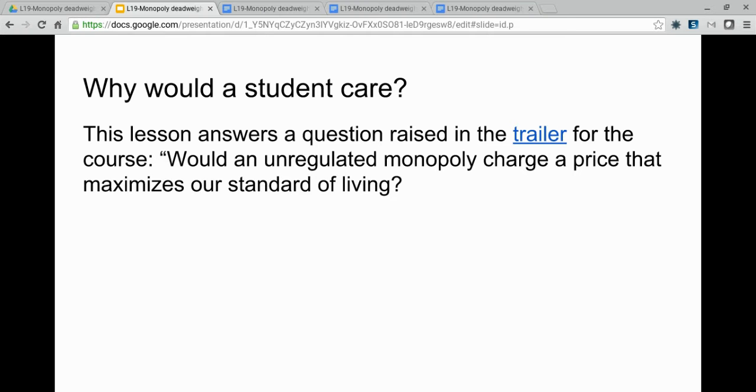You might care about this because the lesson answers a question raised in the trailer for the course. Would an unregulated monopoly charge a price that maximizes our standard of living? The answer affects you directly in many ways.